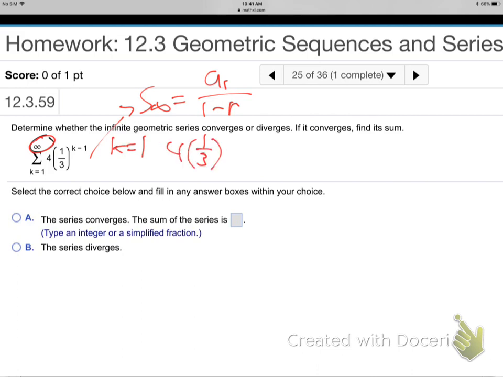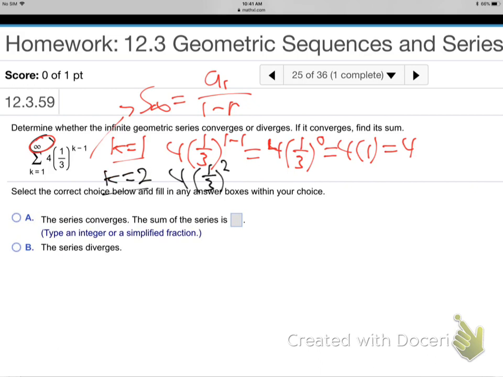4 times 1/3 to the 1 minus 1, 4 times 1/3 to the 0. Anything to 0 power is 1. 4 times 1, 4. So that's the first term. And then the second term, k equals 2. 4 times 1/3 to the 2 minus 1. 4 times 1/3 to the 1. That's 4 over 1 times 1 over 3, 4/3. Second term is 4/3.